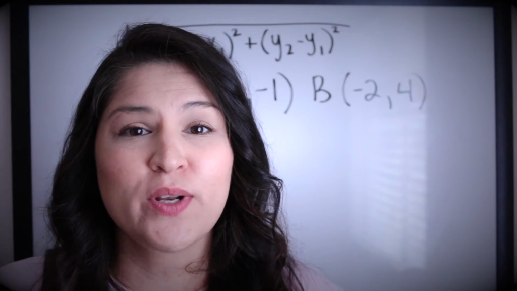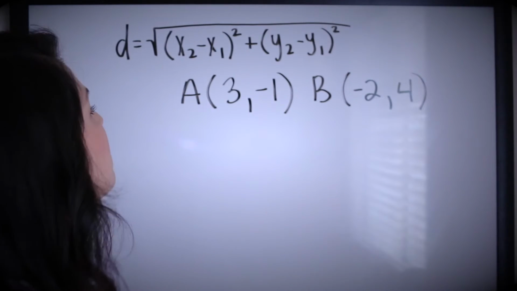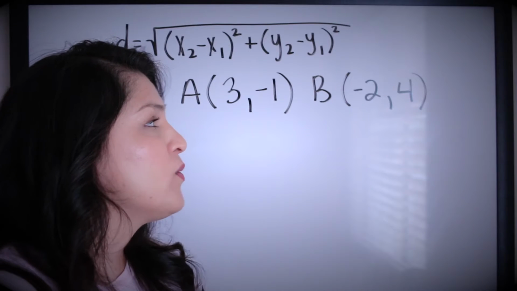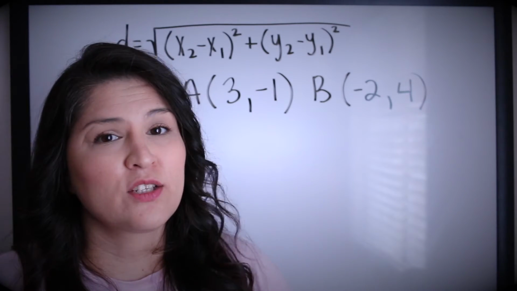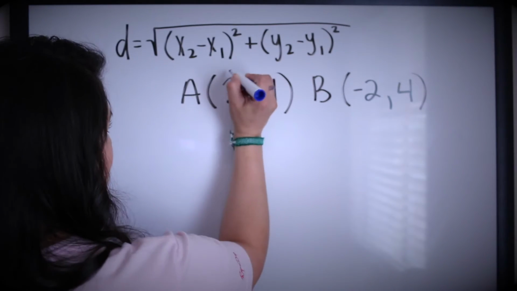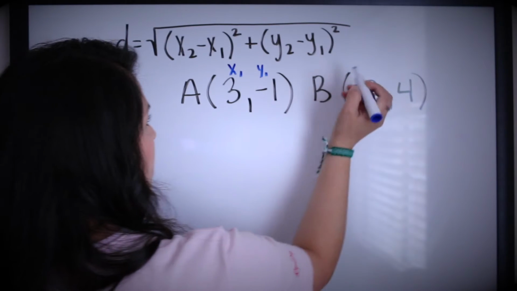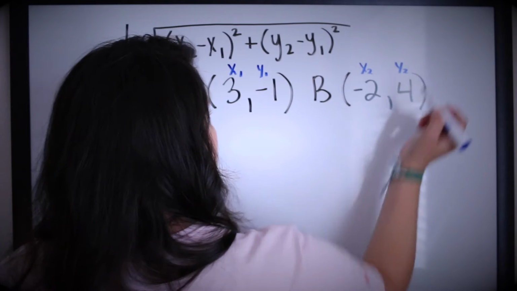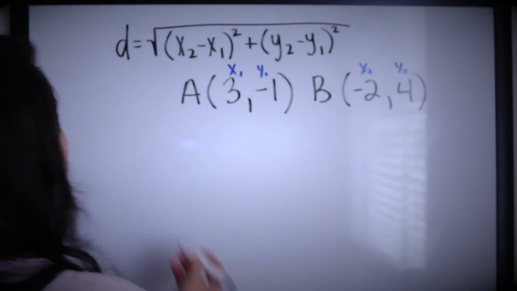Okay, guys, let's do another problem. Say that you're asked to find the distance from point A, which is 3 and negative 1, to B, which is negative 2 and 4. Again, one of the first things that I like to do is label my x's and y's. x1, y1, x2, y2. And just let's plug them in.